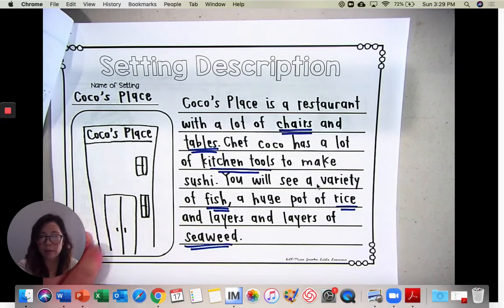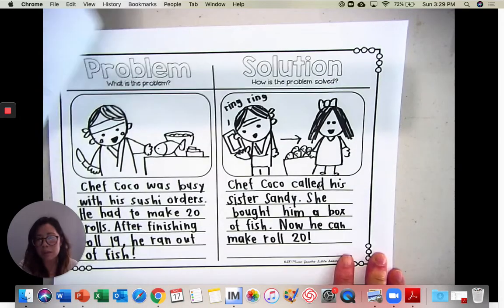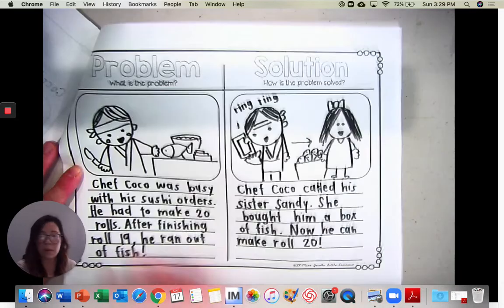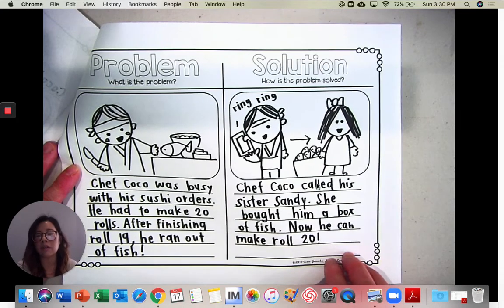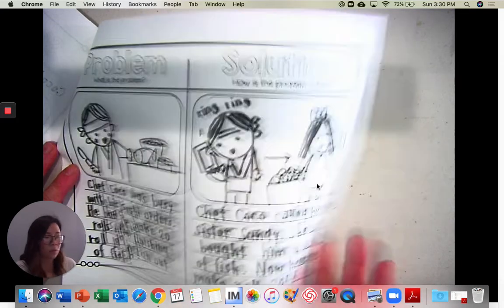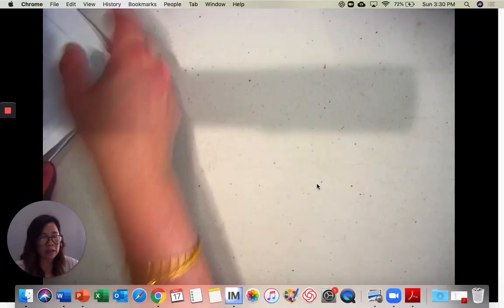Now, once you have your character and your setting, then we thought about the problem and the solution. So we thought about a problem that our character could have, and then we thought of a solution on how our character can fix that problem. So once we did all that great thinking, on Thursday, we did a story roller coaster.